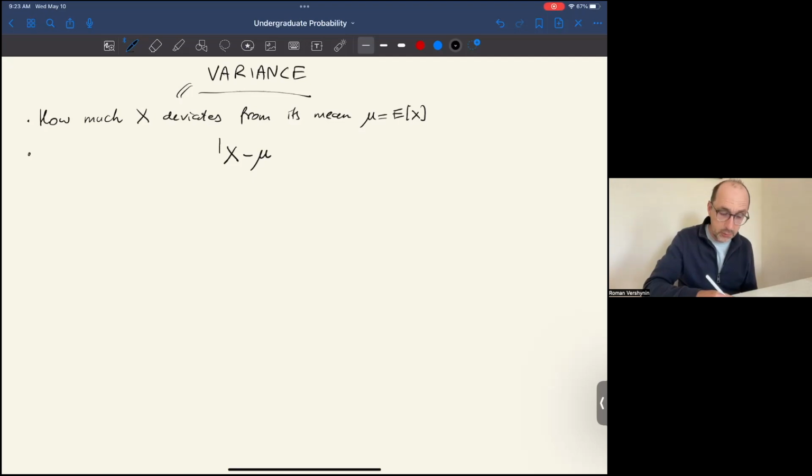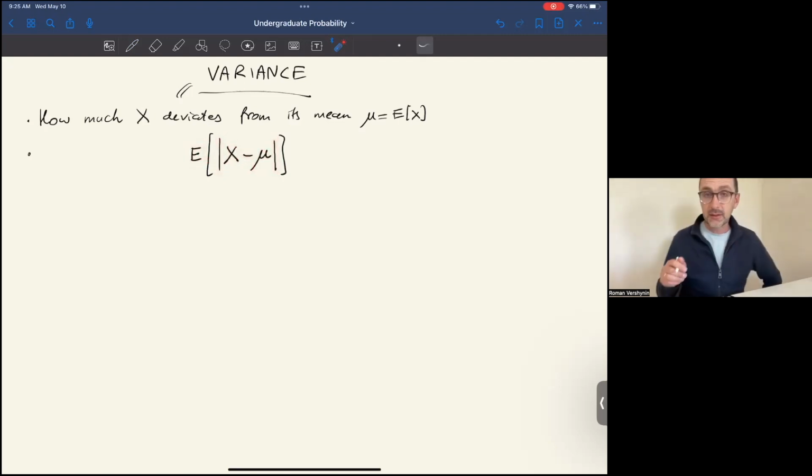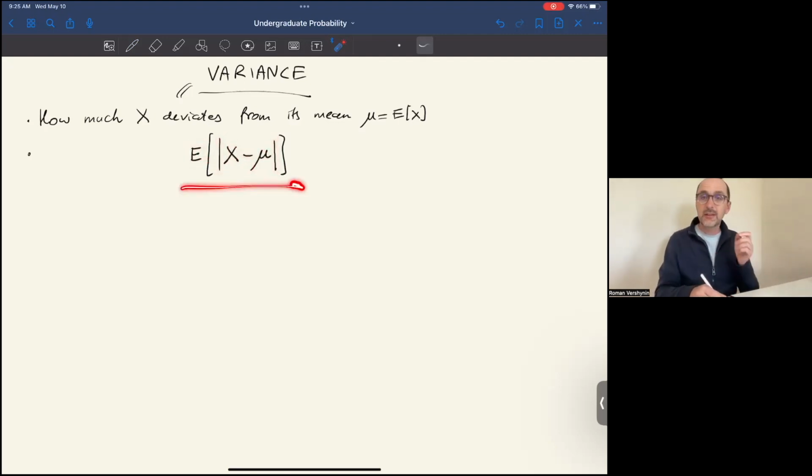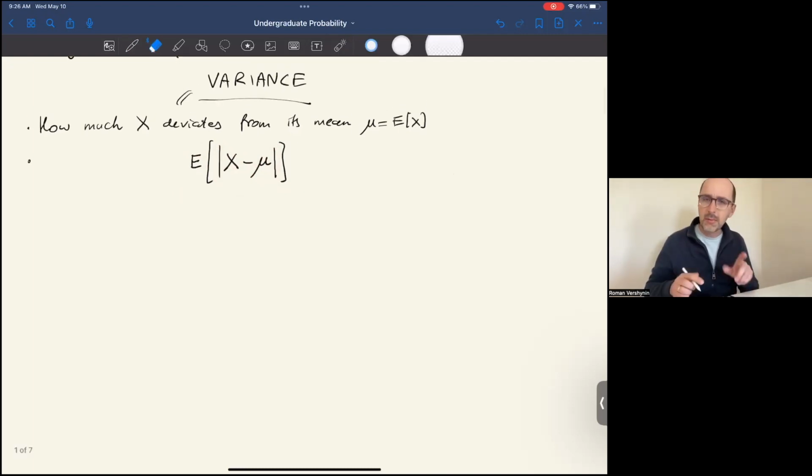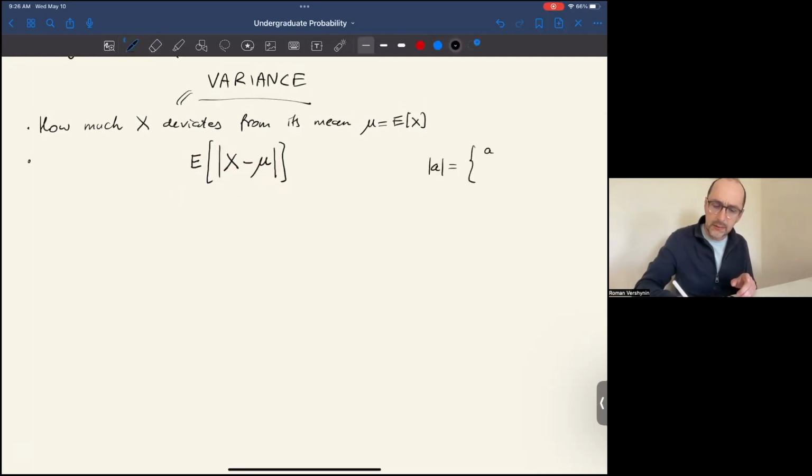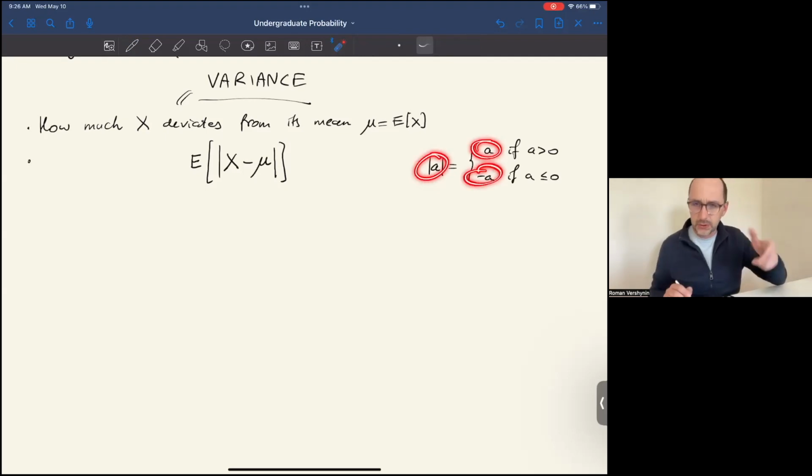To make it non-negative, we can just take absolute value. To capture the average deviation, we can take the expected value. We defined the expected absolute deviation of x from its mean. Unfortunately, this expression is inconvenient to work with. It's hard to compute. Remember the definition of absolute value. It's a for positive a and minus a for negative a. So the absolute value breaks down into two cases.